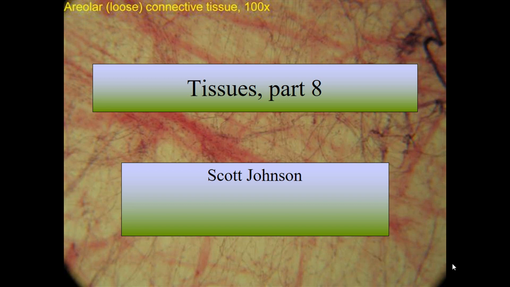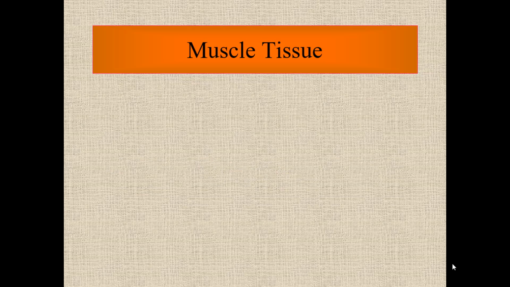Taking a look at the amount of time that we spend on epithelial tissue and CT, you can see that is a greater focus. And the primary reason for that is really the second half of the semester for 168. We focus on skeletal muscle and smooth muscle, and then nothing but the nervous system. So because of that, it just makes sense to spend more time on the epithelial tissue and CT. So let's get right to it with the muscle tissue.